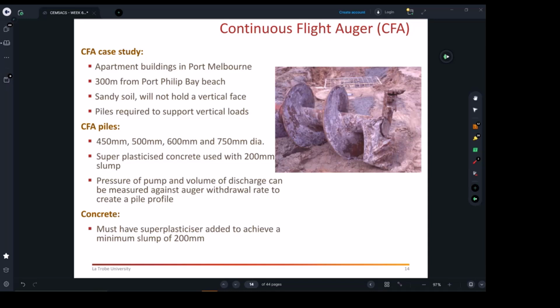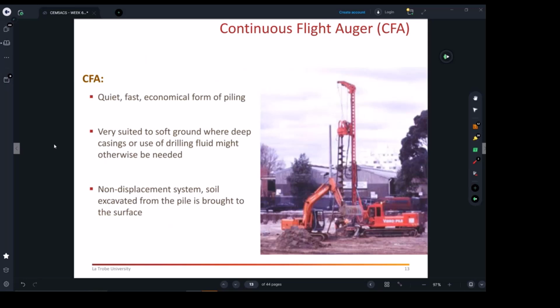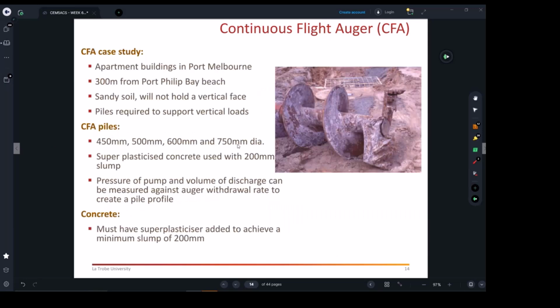Okay, so let's keep going with CFA. We have a quick case study that can bring the numbers together for you. This was an apartment building in Port Melbourne. Definitely Port Melbourne would be a situation where apartments or unit developments are going to be sitting on piles. It is about 300 meters from the Phillip Bay beach.